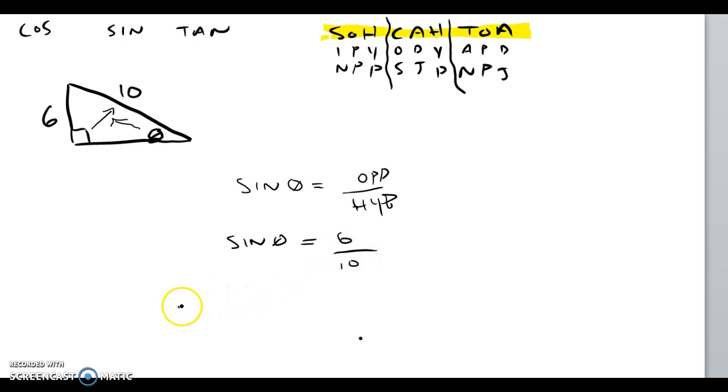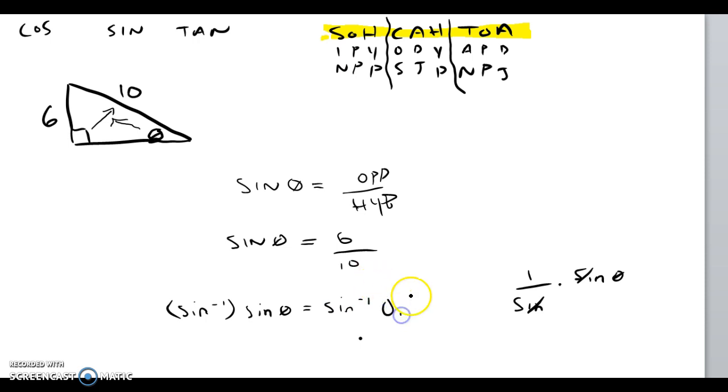And now we take the inverse to cancel out the sine. What the sine to the negative 1 is, let me show you over here, it's 1 over sine times sine. That's what we're doing, and these are going to cancel. So theta is left, the angle's left. But what we do on one side, we do on the other. So theta is equal to the inverse sine of 6 divided by 10, which is 0.6.